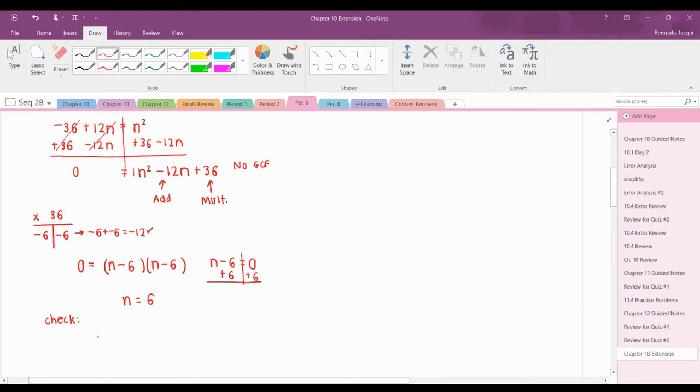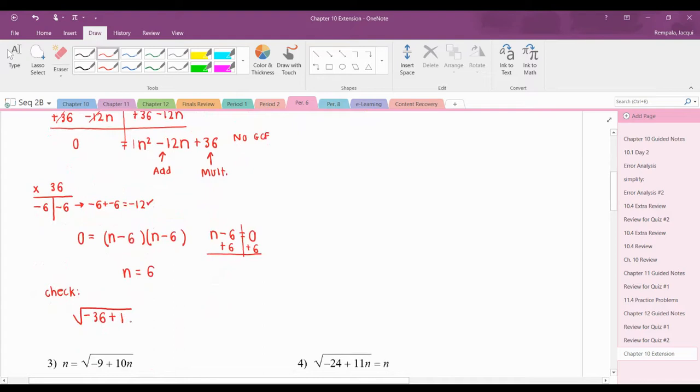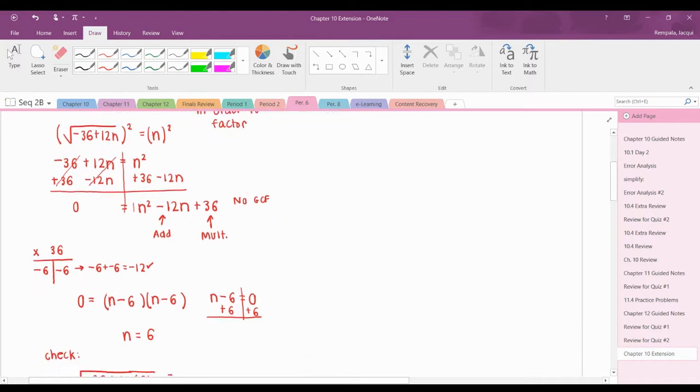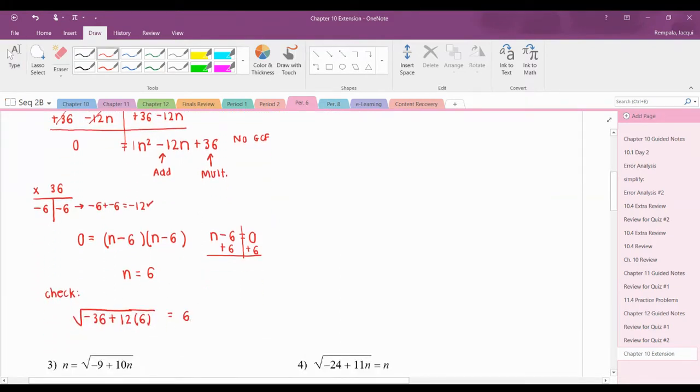So that means that under the square root, we will have negative 36 plus, and then it's 12 times n. So we're going to substitute 6 in. That's going to equal, then I want to take 6. So now I want to see, does the left side really equal the right side? I would simplify what we have underneath the square root.